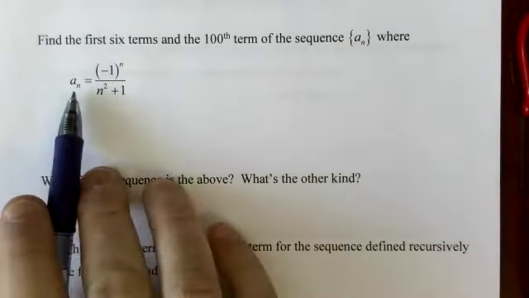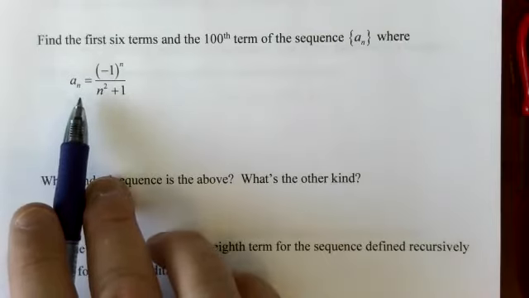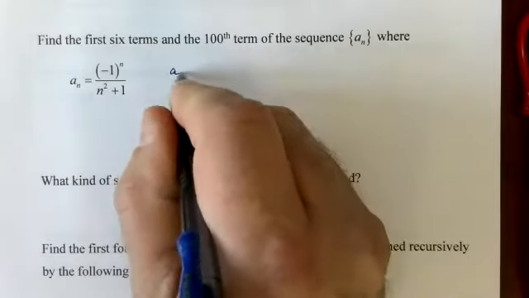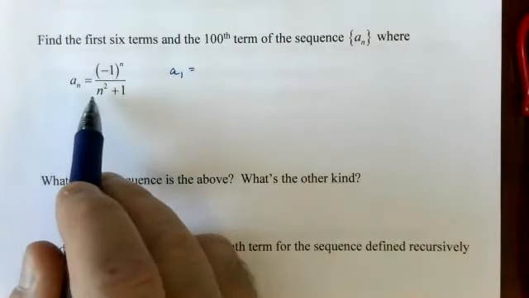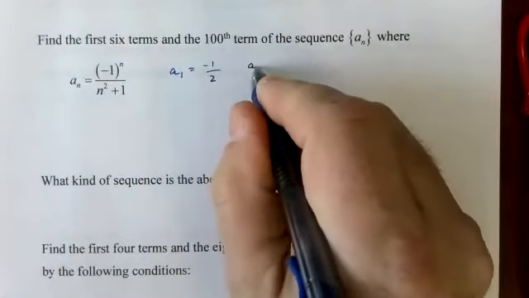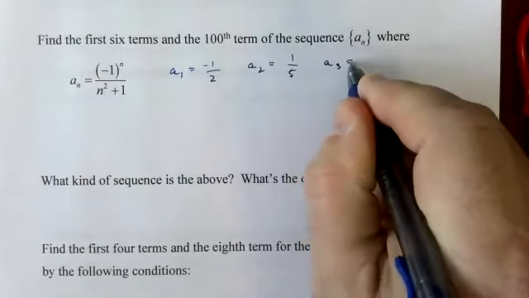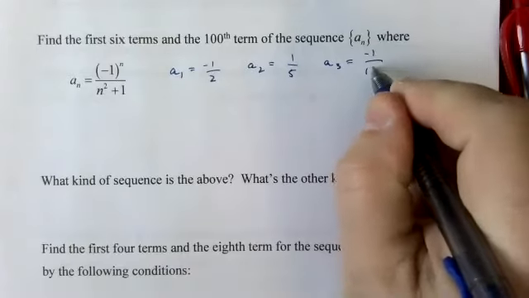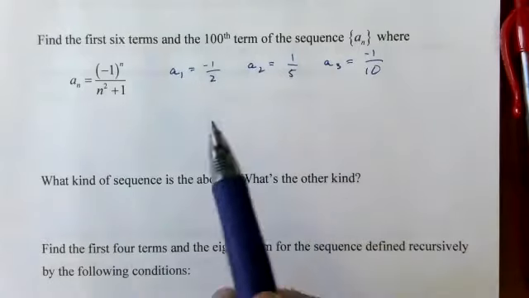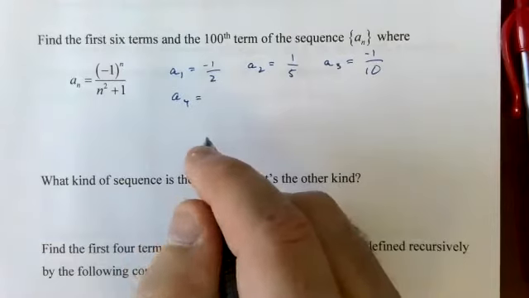All right, find the first six terms and the 100th term of this sequence, defined where a sub n is (-1)^n over n squared plus 1. Nobody said what the n is, so you can assume it's 1 to 100. Really, we can just do that? Yeah, no problem. A1, plug in 1: -1/2. A2, plug in numbers: 1/5. A3: -1/10. Here's something to keep in mind: negative, positive, negative, that's an alternating series. A lot more on that in your somewhat near future.